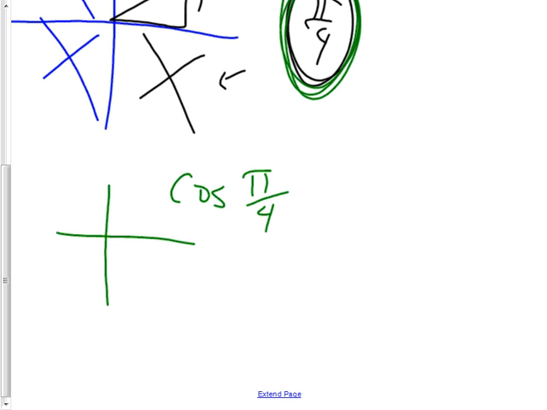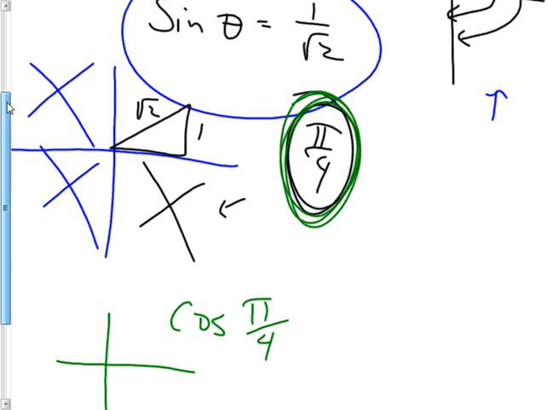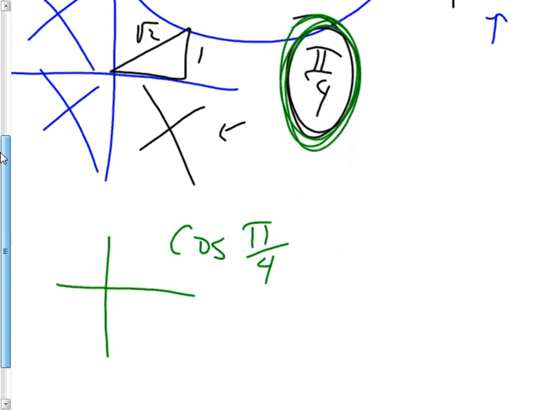And am I allowed to go back into those other areas? No, because this only had one answer. All right, so cosine of pi over 4 is the 45, and so cosine of 45, it's a 1 square root of 2. Cosine's adjacent over hypotenuse, 1 over root 2.